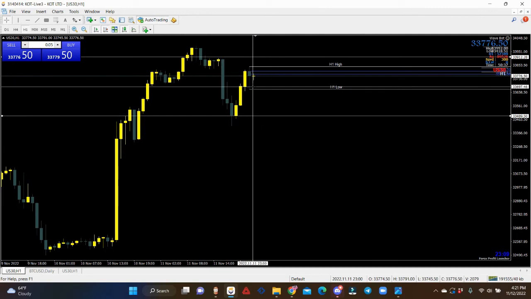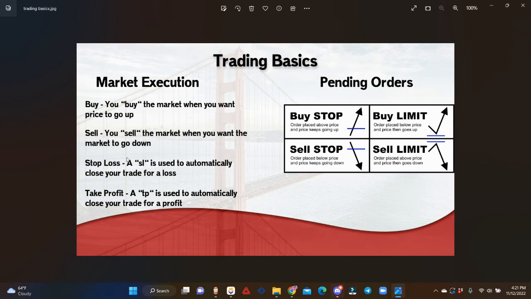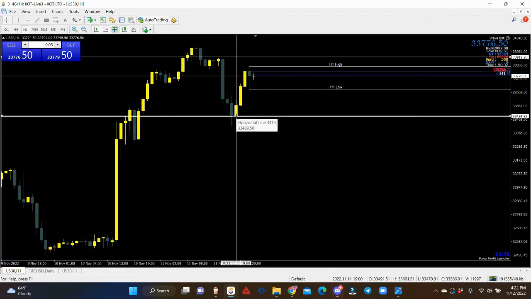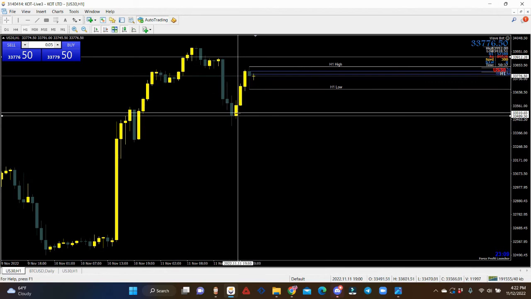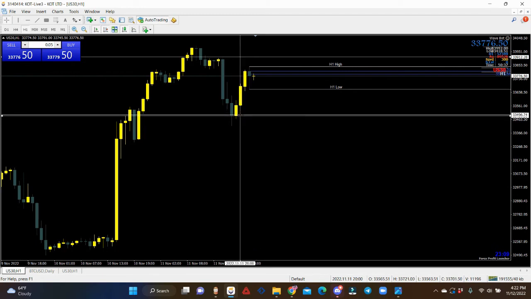Now, the next thing that we're going to talk about is a stop loss. What is a stop loss? A stop loss is used to automatically close your trade for a loss. Remember, if we're buying it right here, the more it goes up from where we bought it at, the more money that we're going to make. If we bought it right here and it starts to drop from where we bought it at, the more money that we're going to lose. So a stop loss is pretty much used to stop your losses.